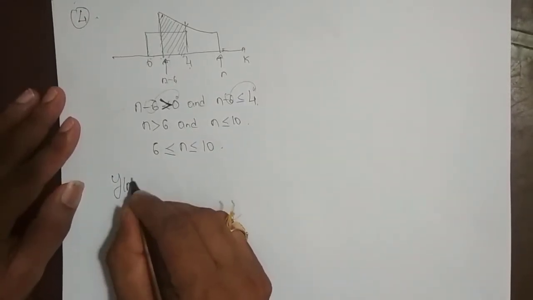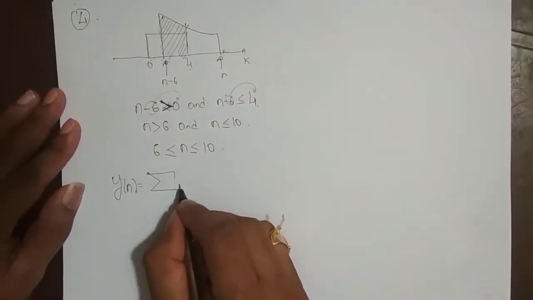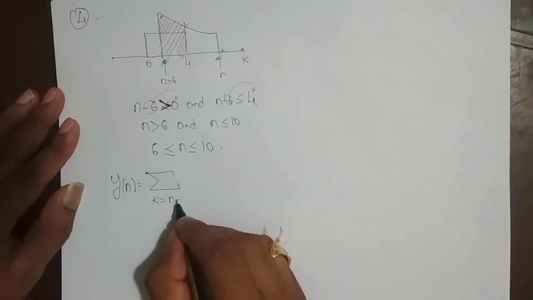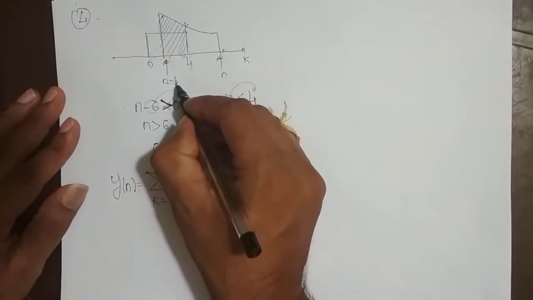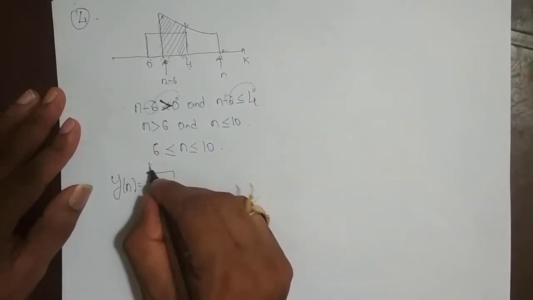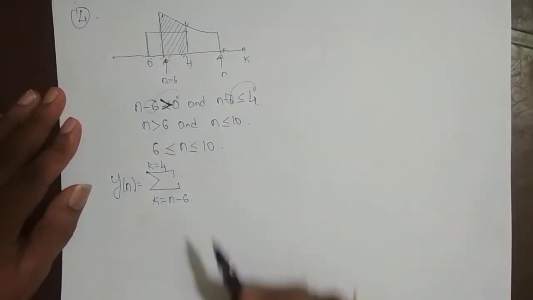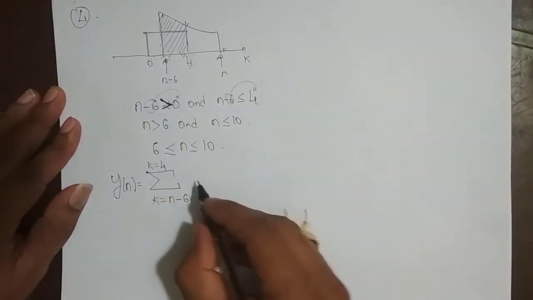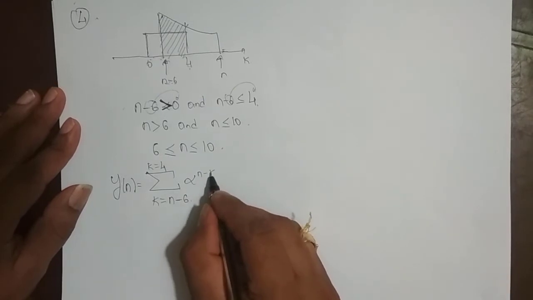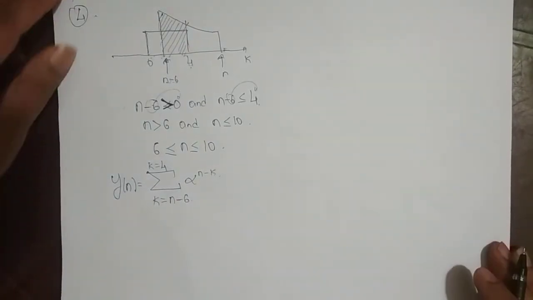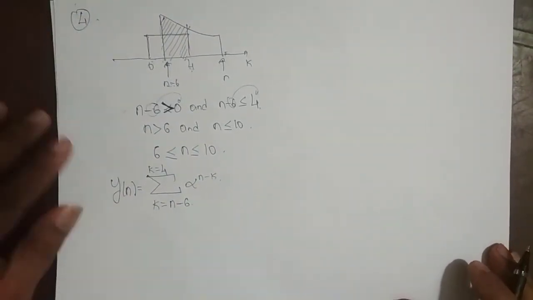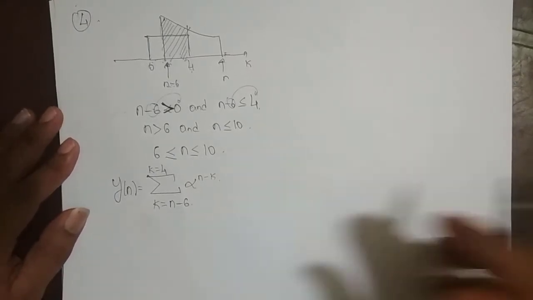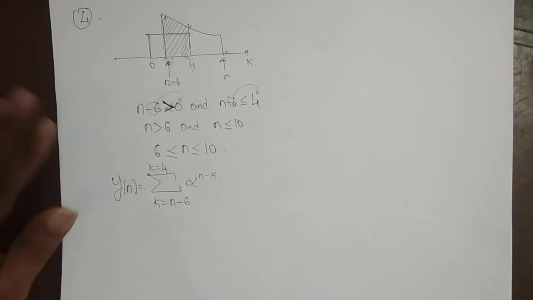So what is the output now? y of n is equal to summation k, overlap position starting from where? n minus 6, right? n minus 6 till where? Till k equal to 4. x of k is 1, and h of n minus k is nothing but alpha power n minus k, because h of n is alpha power n. So kind of lengthy simplification we have here.